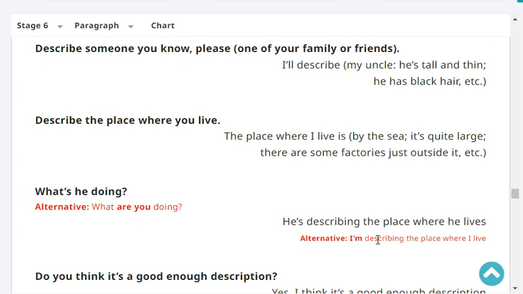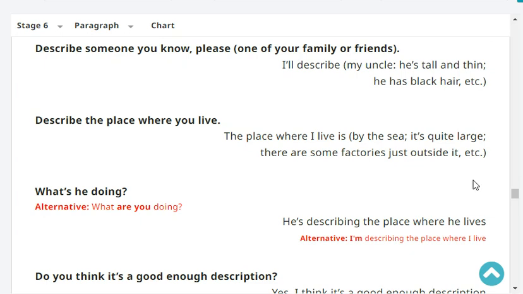Describe the place where you live, please. The place where I live is near Tokyo. There are a lot of trees and parks. Wow, very nice place. Very good.